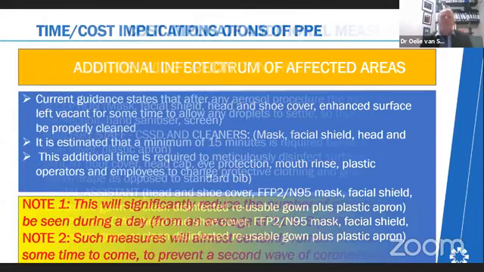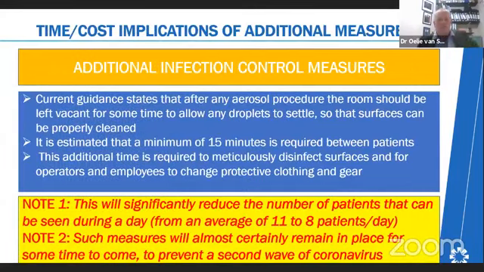If one looks at the additional infection control measures that need to be implemented in terms of the extra disinfecting that's needed now, it says that the surgery needs to rest a while to allow droplets to settle on surfaces, after which one needs to go in intensely and then disinfect those surfaces and equipment and instruments, etc. in the surgery. This will significantly reduce the number of patients seen during a day, from an average of, we calculated, 11 to 8 patients a day, and there's a slide talking to that. And unfortunately, the harsh reality is that these measures will certainly remain in place for some time to come.